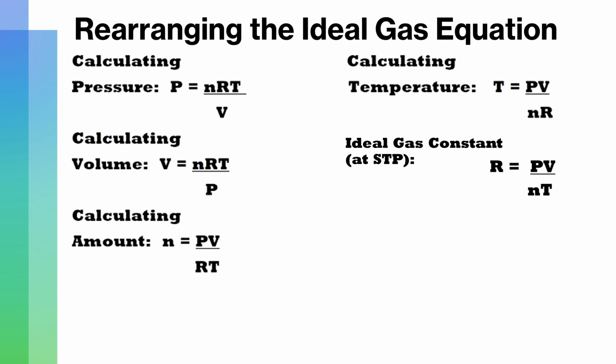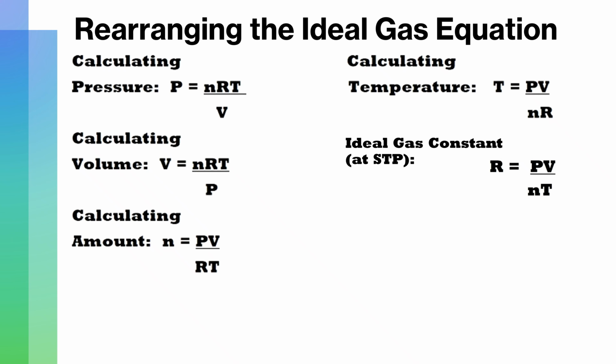For calculating volume, V is equal to the amount in moles times the gas constant times temperature divided by pressure. For calculating the amount in moles, it is N equals pressure times volume divided by the gas constant times temperature. And for calculating temperature, T is equal to pressure times volume divided by the amount in moles times the gas constant.